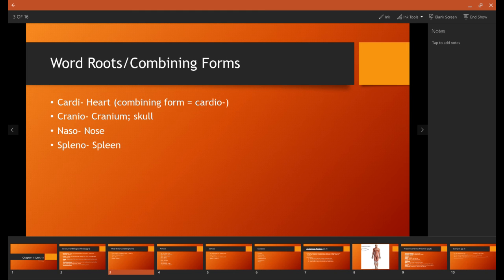So going over some common word roots and combining forms, those two kind of play hand in hand. Cardi, we just mentioned being heart. Its combining form is cardio. Cranio is going to be referring to the cranium or skull. Naso is going to be referring to the nose. Spleno is going to be referring to the spleen, and there is a huge list of different word roots you may encounter in combining forms and all the other parts of biological terminology found in Appendix 1 in the back of your lab manual that you can look at.